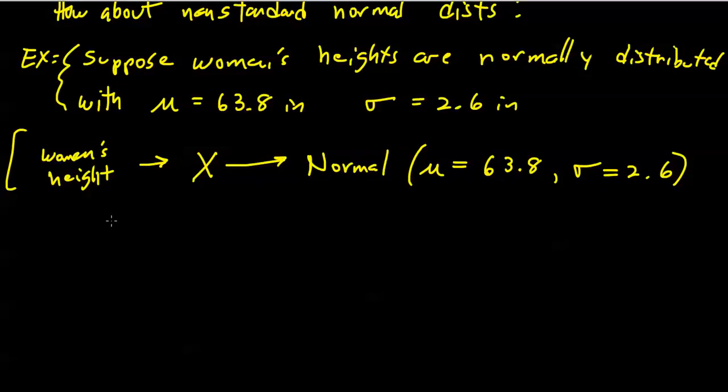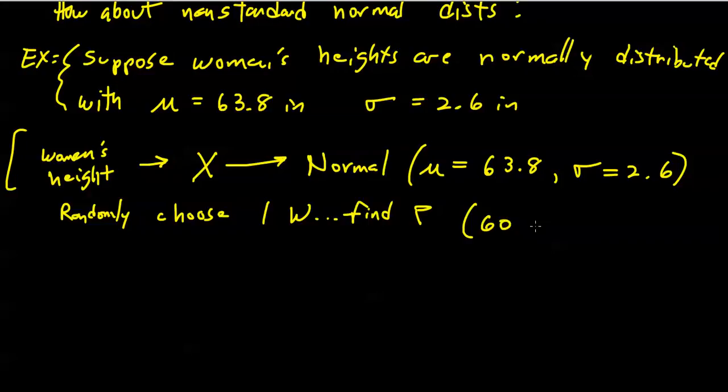Suppose I was to ask you this question. Let's randomly choose one adult woman, and find the probability that that adult woman has a height between 60 and 70 inches. That's a P there for probability. Let me make that a little clearer.